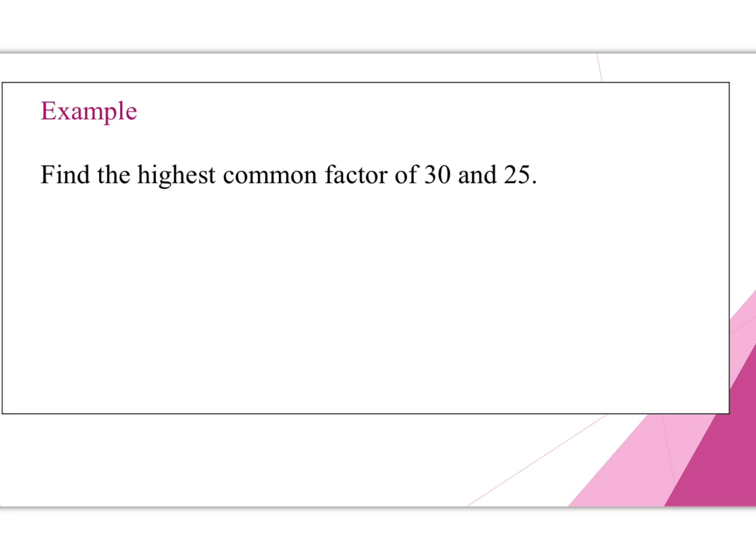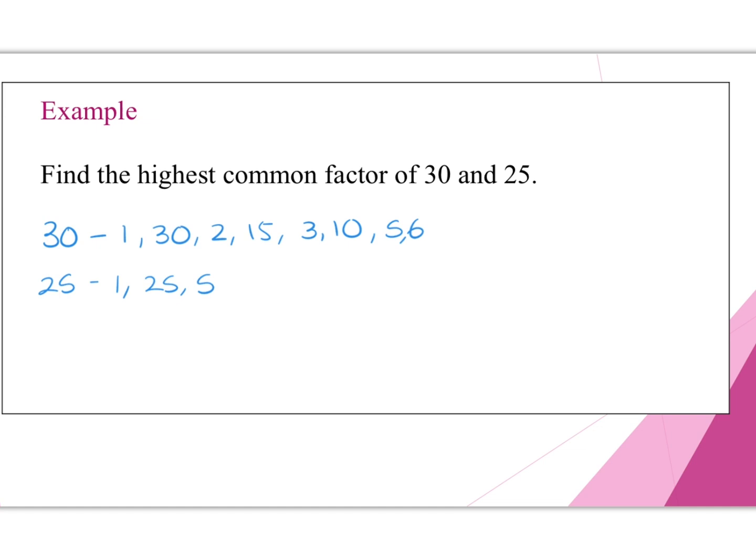So the first thing I'm going to do is write out the factors of 30 and 25. I'm going to do this using factor pairs to help make sure I find them all. So I'm going to have 1 and 30, 2 and 15, 3 and 10, 5 and 6, and that is all of them. I'm going to do the same for 25. I've got 1 and 25, and then 5. And remember that factors are numbers that multiply to make that number. So, for example, 1 times 25 is 25, so 1 and 25 are both factors.